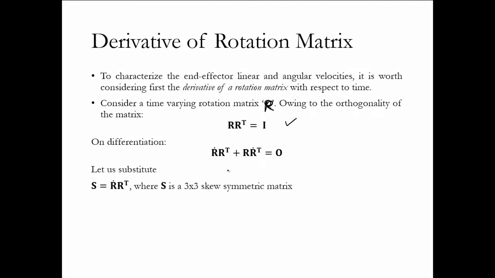Now let's substitute a matrix S. R dot R transpose can be assumed to be equivalent to some matrix S, where S is a 3x3 skew symmetric matrix. Why it's a skew symmetric matrix, we'll see, because any skew symmetric matrix actually will hold this type of relation.